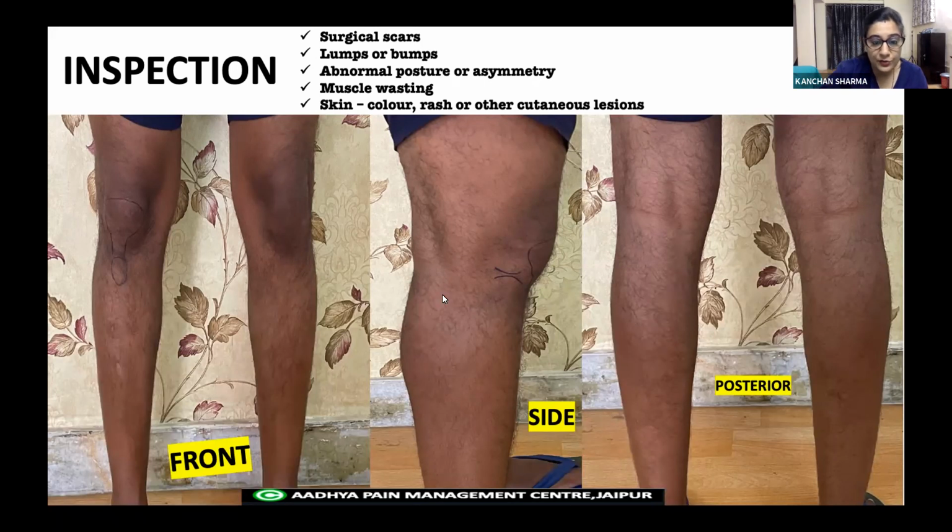So I'll be just demonstrating you the palpation. Just give me 2 minutes time.